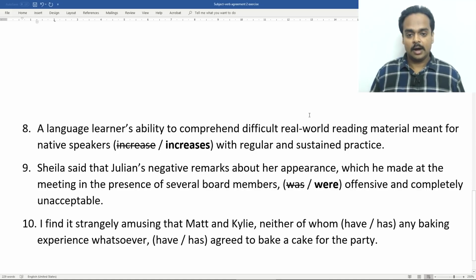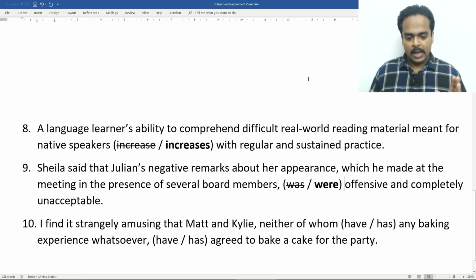And finally, we come to number 10. I find it strangely amusing. Now, amusing means funny. So strangely amusing means funny in a strange or in a weird way. I find it strangely amusing that Matt and Kylie, neither of whom. Now, whom is a relative pronoun. So from neither, we see the start of a relative clause. Don't worry about the correct verb form within the clause for now. We'll come back to that.